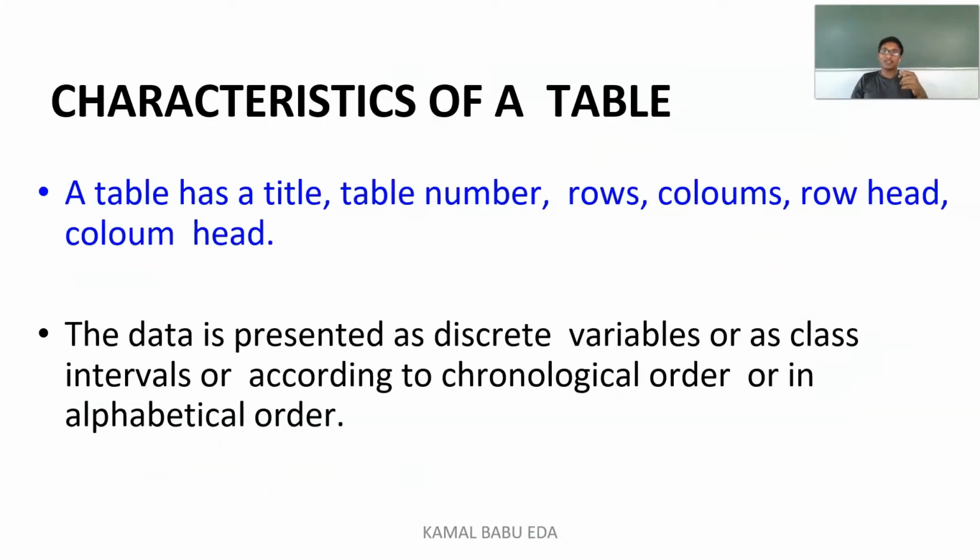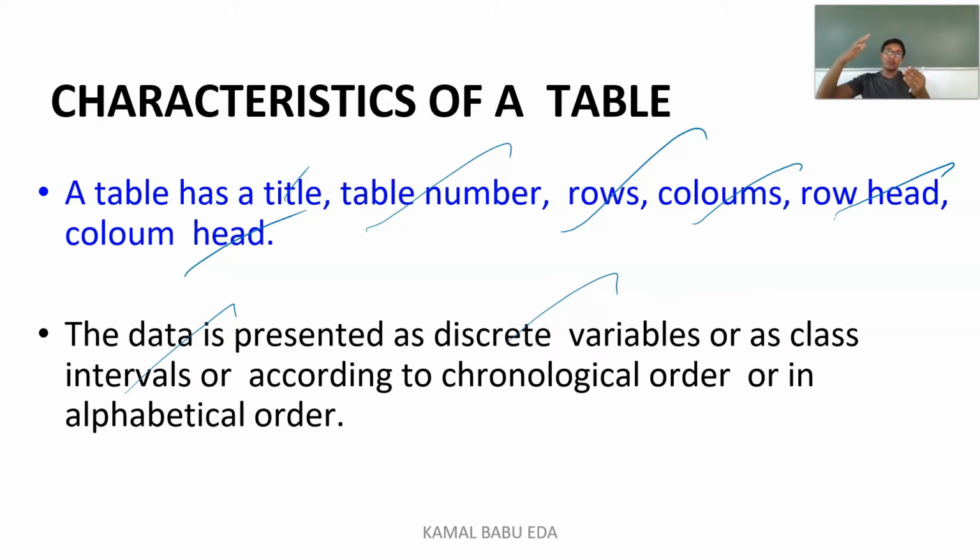Coming to the characteristics of a table. A table has a title and a table number. It consists of rows and columns, and of row heads and column heads. With the row heads and column heads, we know what data is kept in the rows and columns. With the table number we know how many tables are included, and with the title we know what exactly the table is about. The data is presented as discrete variables, class intervals, in chronological order, or in alphabetical order.